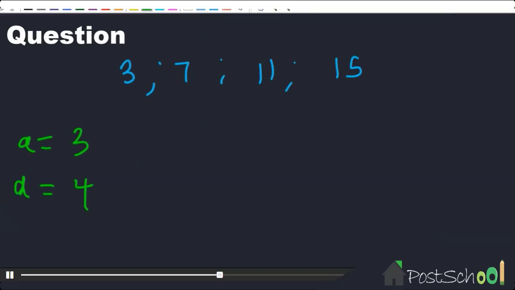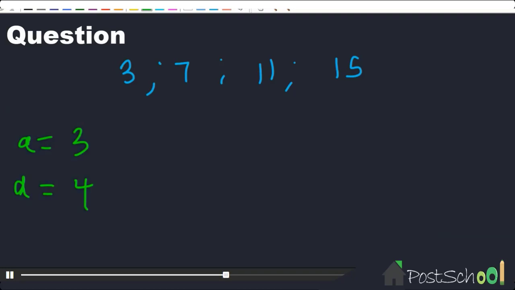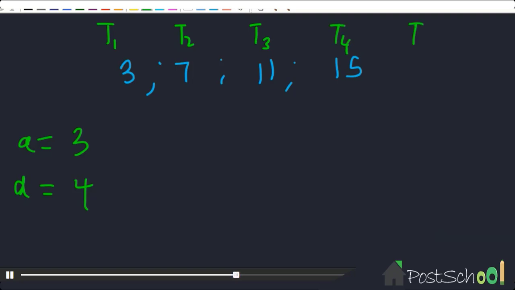Okay, so now that I have these two numbers which I've picked up from the sequence, the first term and the difference, I might want to know what will happen to the fifth term, sixth term, or what would be the value, to be specific. As we can see here, T1 is equal to 3, T2 is equal to 7, term number 3 is going to be 11, then term number 4 is going to be 15. What is term number 5?